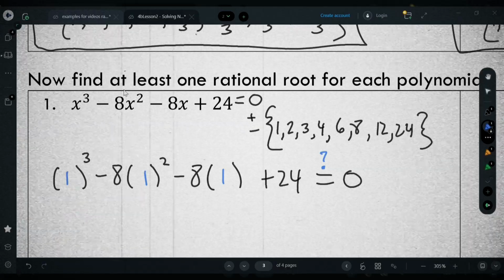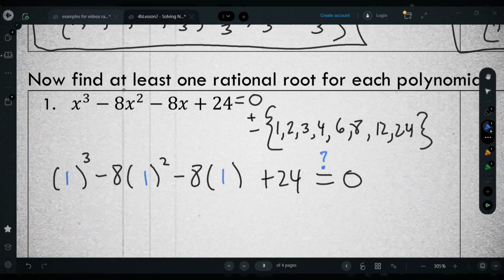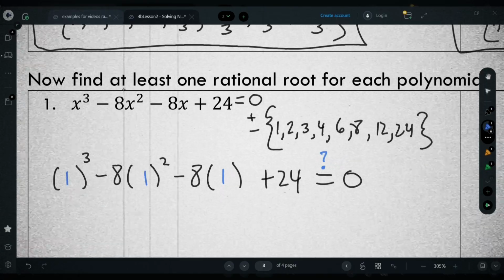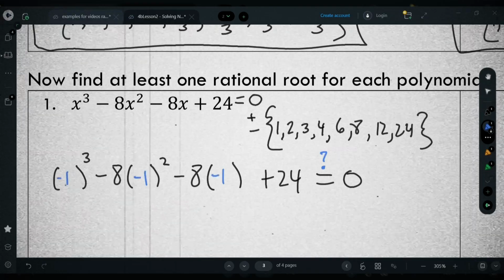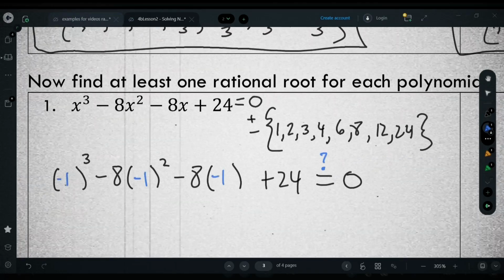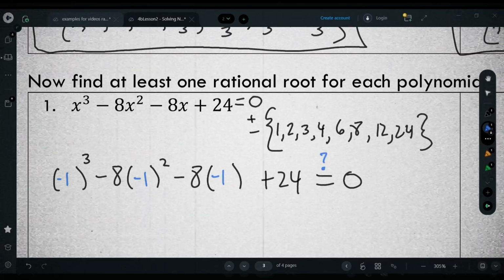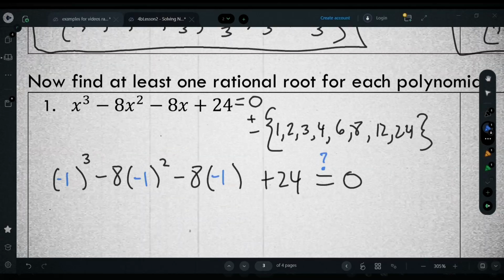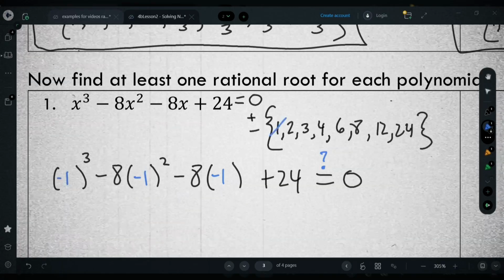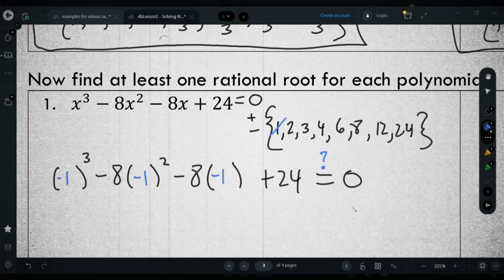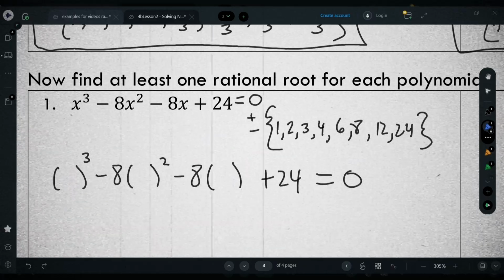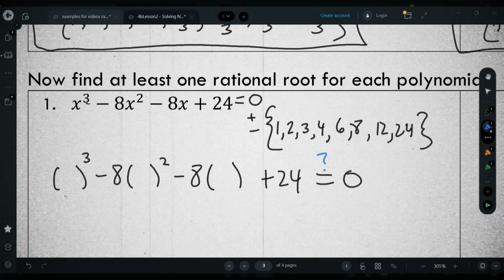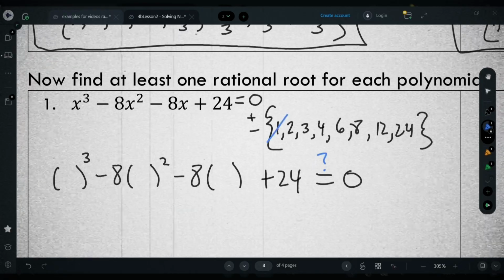So that means positive 1 is no good. Maybe I don't want to cross that off the list until I check negative 1. Let's try negative 1. Plug this in on your calculator. When I plug in a negative 1, I get 23. So again, not a 0. Neither positive 1 nor negative 1 works. We could just keep going down the list. You don't necessarily have to go in any particular order. You could go straight to 24.